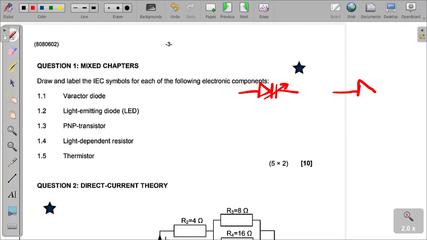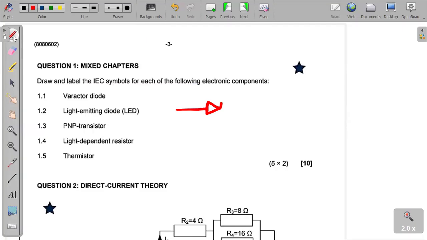The other symbol that we can actually use is that of a diode, then we indicate the capacitor. There is the symbol. So for the varactor diode, either of these symbols, you were okay if you had indicated that. Light emitting diode. The light emitting diode again is the symbol for the diode, the normal PN junction diode.